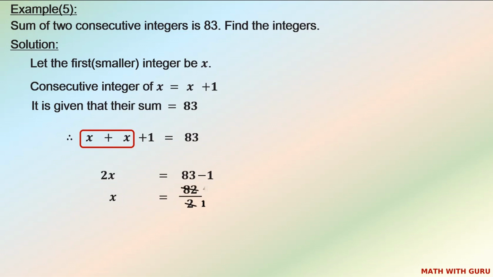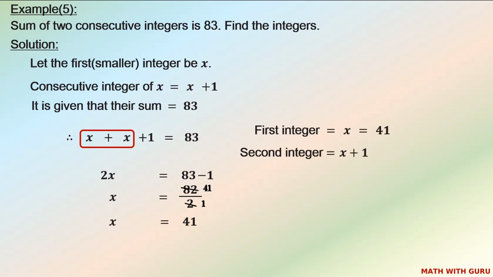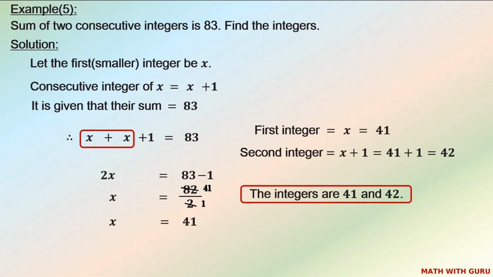2 ones are 2, 41s are 82. x equals 41. Therefore, the first, smaller integer equals x, which is equal to 41. Its consecutive integer, the second integer, equals x plus 1, which is 41 plus 1 equals 42. Therefore, the integers are 41 and 42.